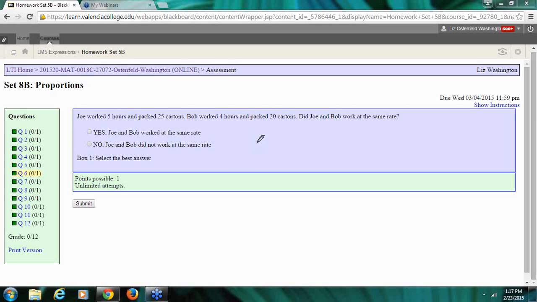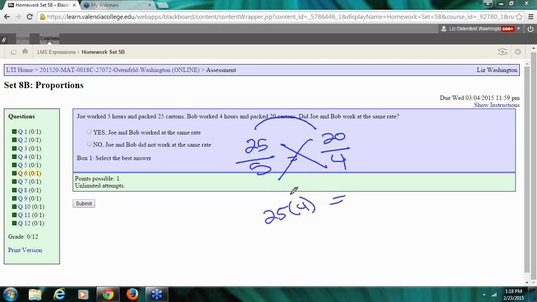If Joe did 25 cartons in 5 hours and Bob did 20 cartons in 4 hours, again, if I want to know if this is true, I'm going to go ahead and cross multiply. 25 times 4 set equal to 5 times 20. These both equal 100. So yes, they were working at the same rate. So again, notice when it was asking who did more, I did something a little different. I just divided them individually. When I wanted to know if they were equal or if they were working the same, I cross multiplied them.